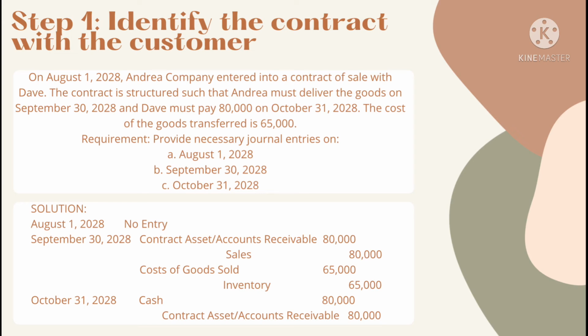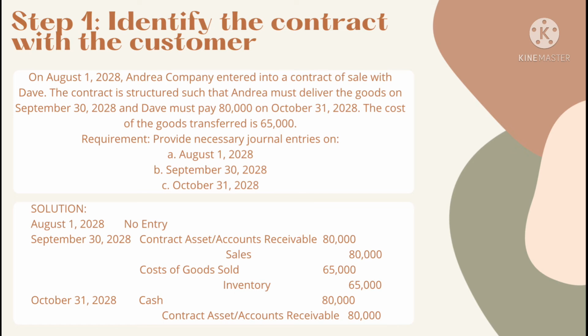Noong September 30, 2028, the seller, Andrea, delivered the goods. So, there is a performance from the point of view of the seller because nagkaroon ng delivery yet wala pang payment. So, we should recognize it as contract asset. Kaya noong September 30, 2028, ang debit niya ay contract asset or account receivable na $80,000 and ang credit niya na sales na $80,000. Another journal entry will be made if we are using the perpetual inventory method.